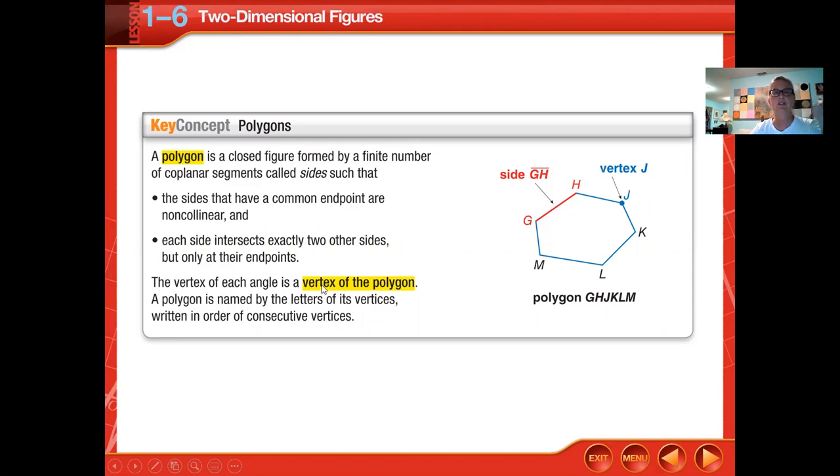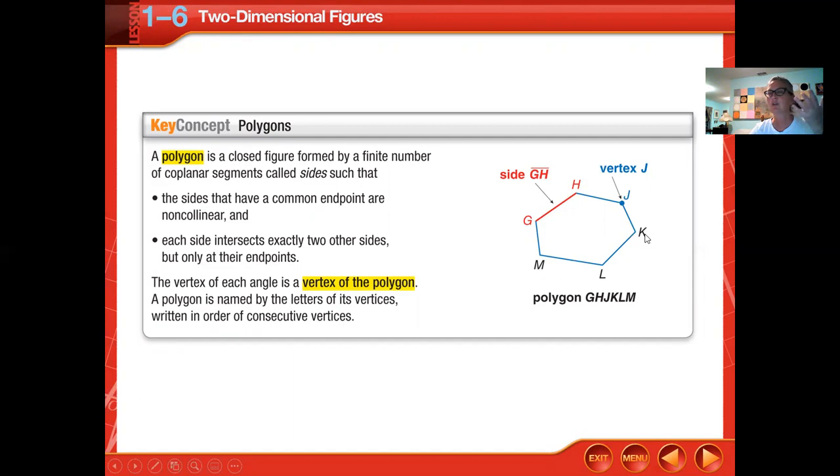The vertex of each angle, angle G, angle M, angle L, the vertex of each angle is a vertex of the polygon. A polygon is named by the letters of its vertices, written in order of consecutive vertices. Consecutive means in a row. So here they've named this polygon GHJKLM. Seriously, that's how you name a polygon, with all of the vertices.